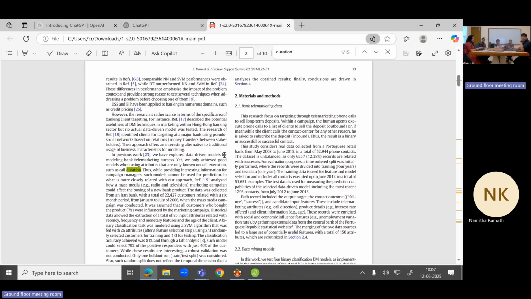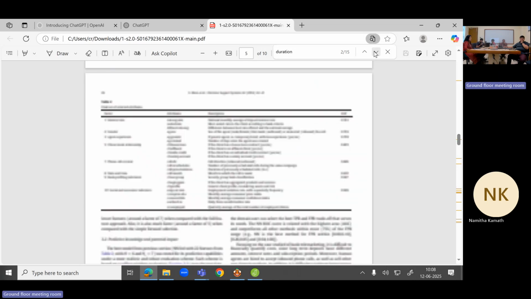Previous work, we have explored data-driven models for modeling telemarketing success. Yet we only achieve good models when we are using attributes that are only known on call execution, such as call duration. Thus, while providing interesting information for campaign managers, such models cannot be used for prediction. Okay. Given the explanation.